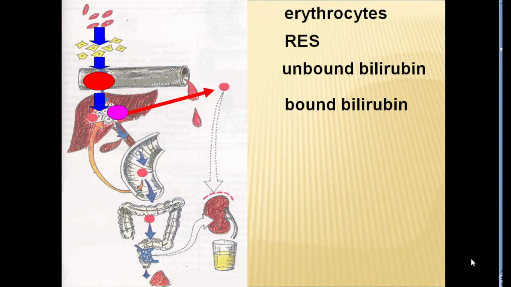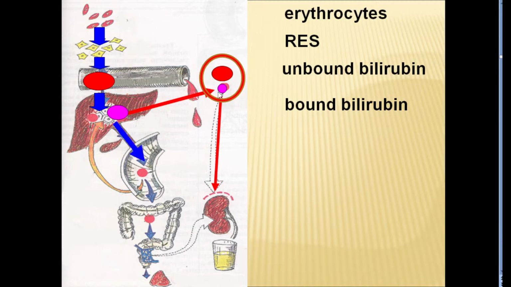Normally, we can reveal in the blood both bound and unbound bilirubin, but 75% will be unbound and only 25% bound bilirubin, because metabolism of bound bilirubin is different and it usually goes through the gastrointestinal tract.